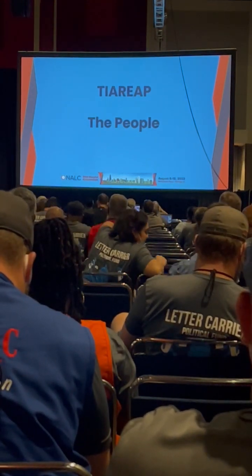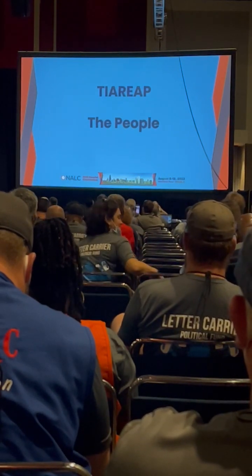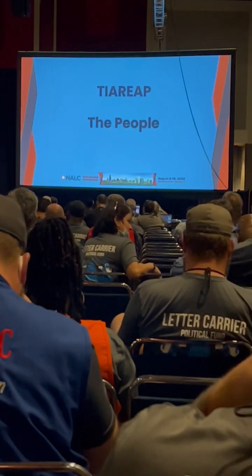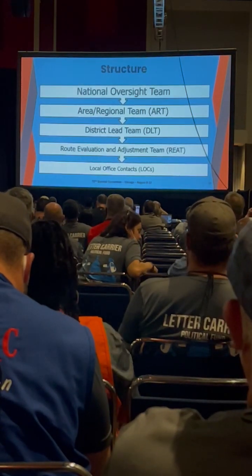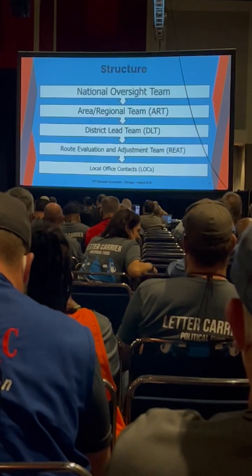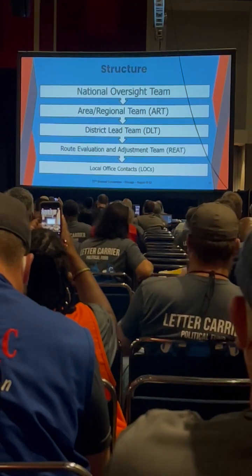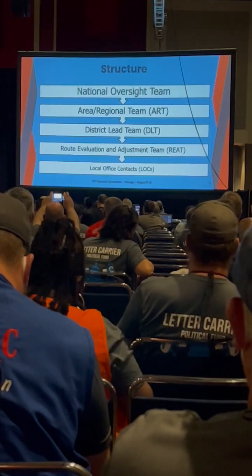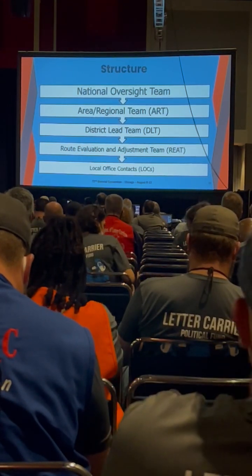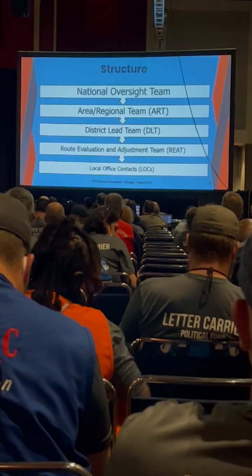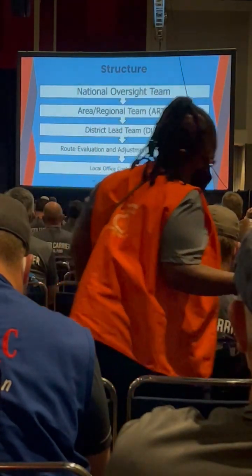All right, good morning. So what we want to do next is go over the structure that was put into place for oversight of the TIAREAP process. At the headquarters level, we have what's called a national oversight team. At our 4 USPS areas and our 15 NBA regions, we have area regional teams, or ARTs. For our 50 USPS districts, we have DLTs, which are our district lead teams. Also within those 50 districts, we have route evaluation and adjustment teams, or REATs.